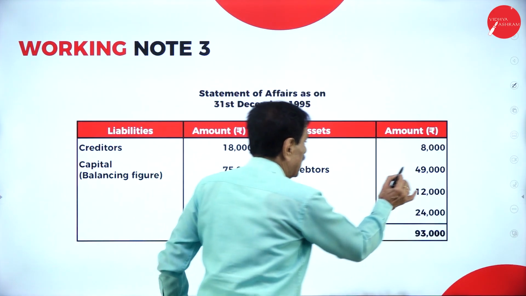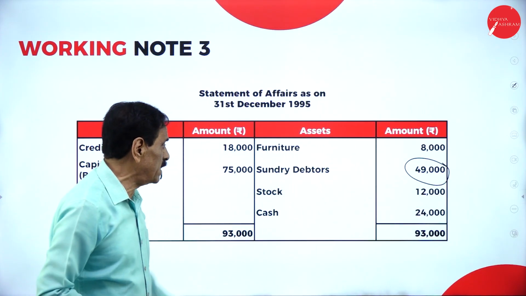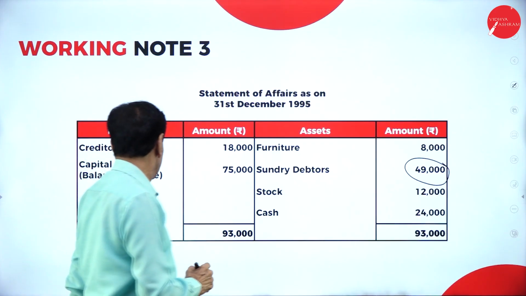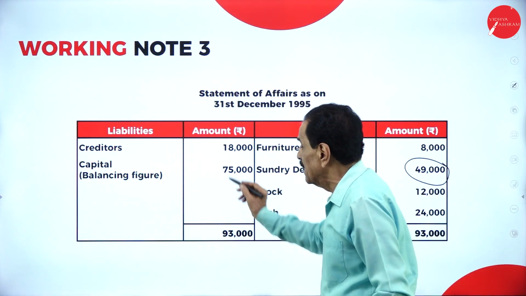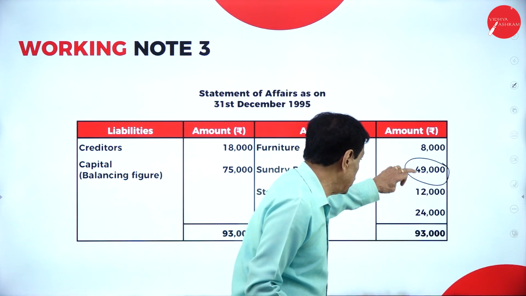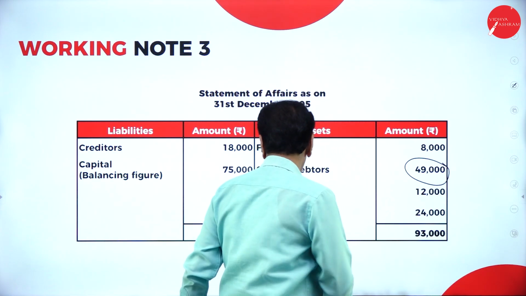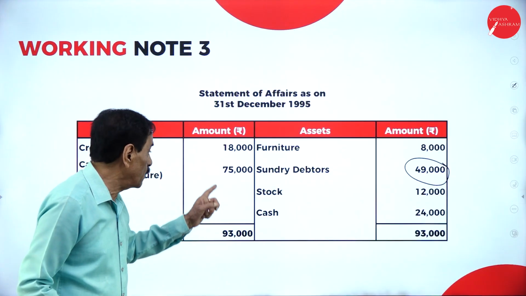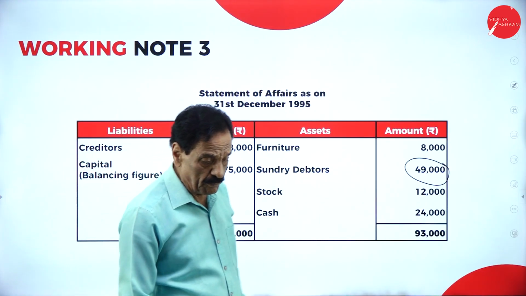Then we have calculated this figure from the debtor account. This is from debtor account 49,000. Stock they have given. Cash, the opening cash they have given. Then your creditor they have given. Whatever the difference comes, that is the opening capital. So this is 0, 8 plus 9, 17, 19, 23. 2 plus 4, 6, 7, 9. 93,000. Out of 93,000, your creditor has gone. What's the difference figure? 75,000 is your opening capital.